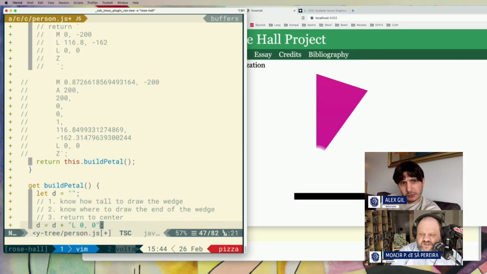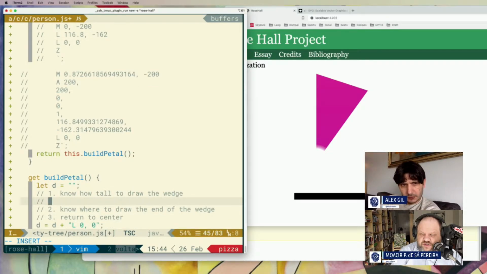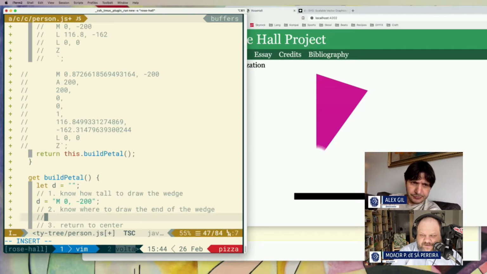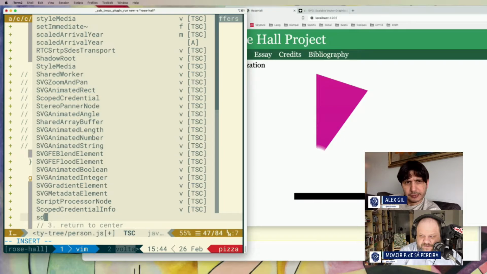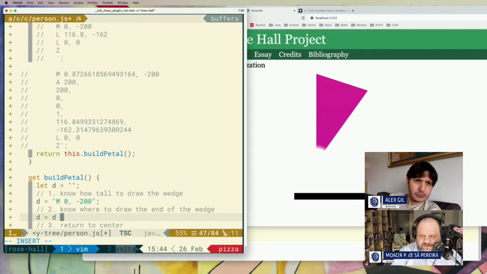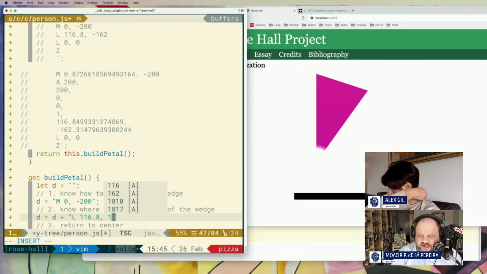Okay, so let's do how tall to draw the wedge. Let's do d equals, do you know off the top of your head now what to do here? Yeah, 200. Oh, you're going to try to do them all at once? Okay. No, well, you'll see. I'm breaking this up into pieces so that we can abstract every single one separately.